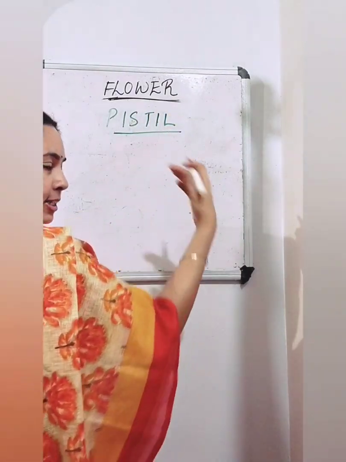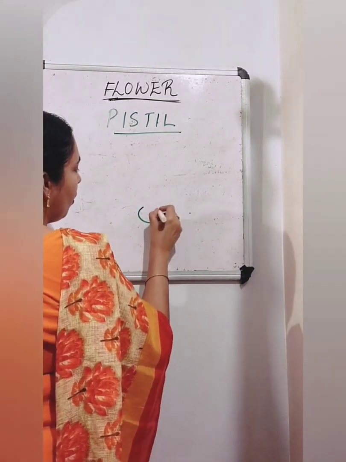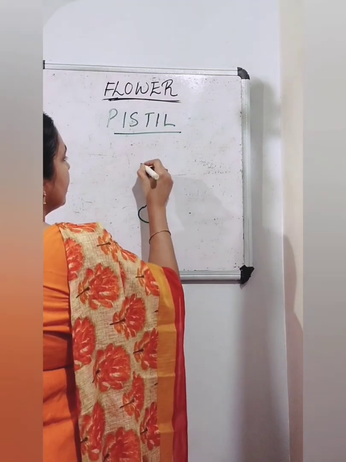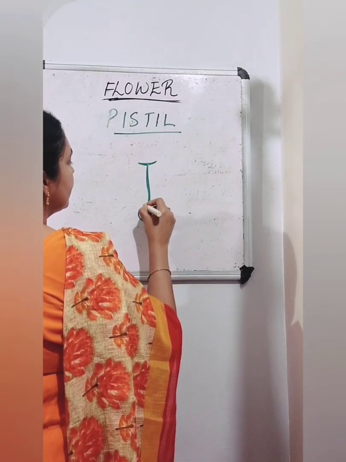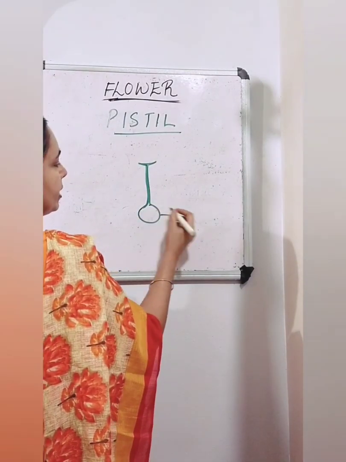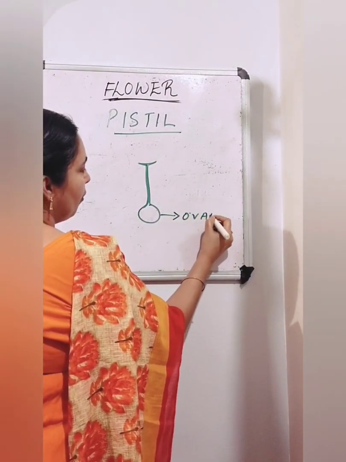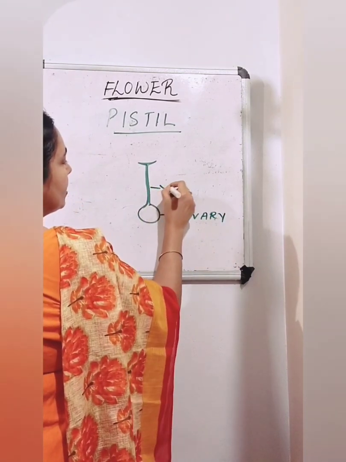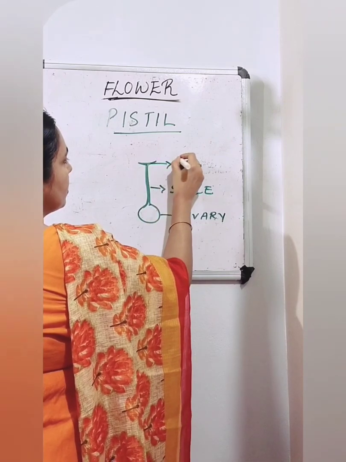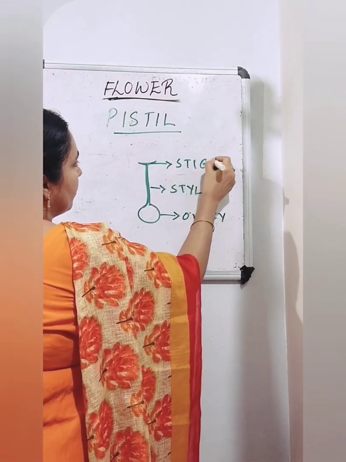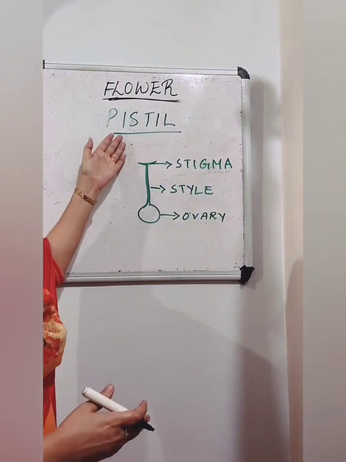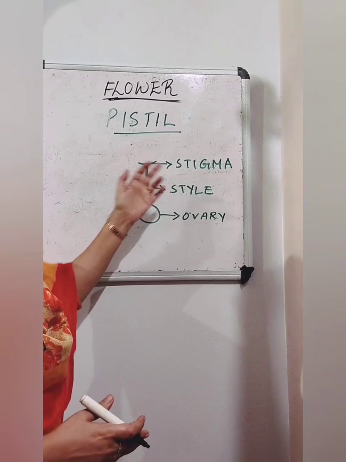And which are the parts of pistil? There is a round structure, and you can see a stalk-like structure, and at the tip you can see a part like this. So this is the picture of a pistil, and the round bulged part is called ovary. Then this part is called style, and the tip is called stigma. Okay, so these are the three parts of pistil: ovary, style and stigma.